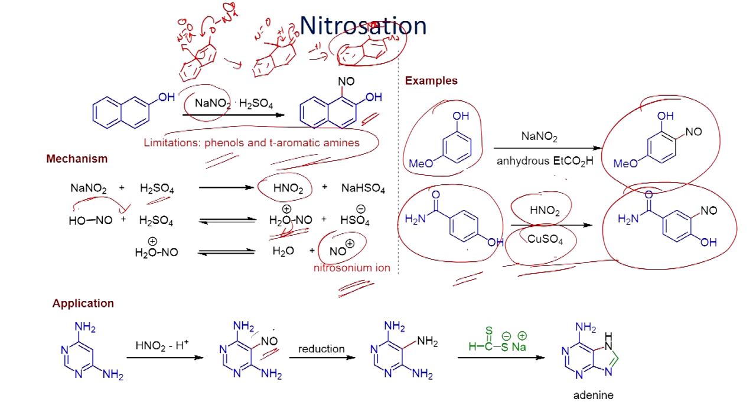Once you have the nitroso group in the system, you can try to reduce it to NH2, and this can be coupled with this one and you will be able to form adenine. So the synthesis of adenine is actually carried out like this, and you can introduce the nitroso group. The nitroso group can be reduced to the corresponding NH2. Once you have this, you can react and get this compound.